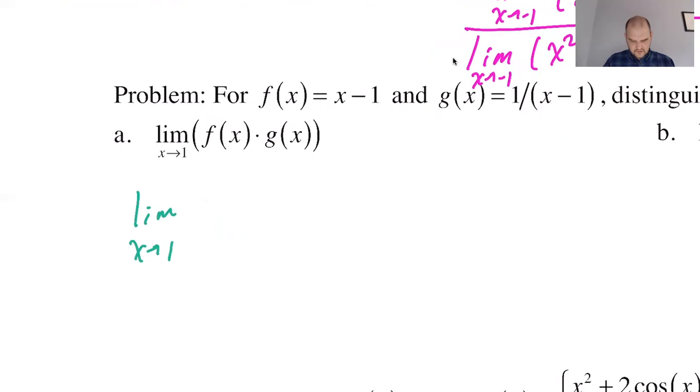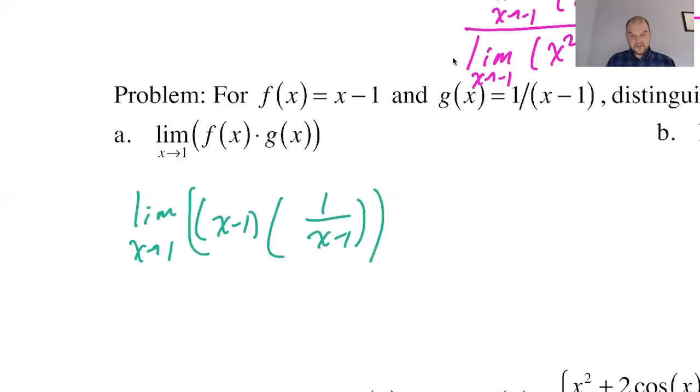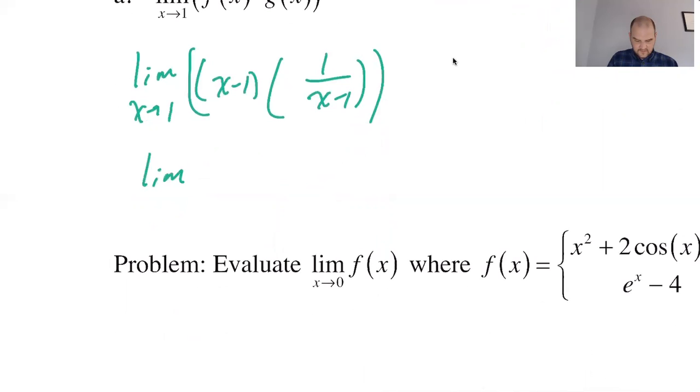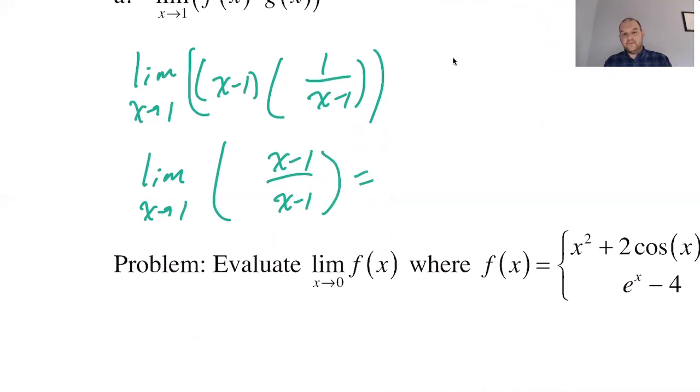I'm going to substitute. So f of x is x minus 1. g of x is 1 over x minus 1. All right, this is essentially an order of operations problem. So what I can do here is I can take this and say it's the limit as x approaches 1 of x minus 1 over x minus 1. But we know that that's just 1 as long as x is not equal to 1. But since it's limits, we should care that x shouldn't be 1 because we're taking a limit. So this is just the limit as x approaches 1 of 1, which is 1.